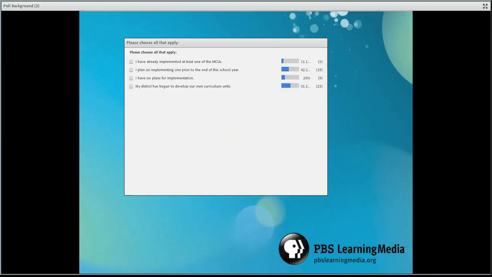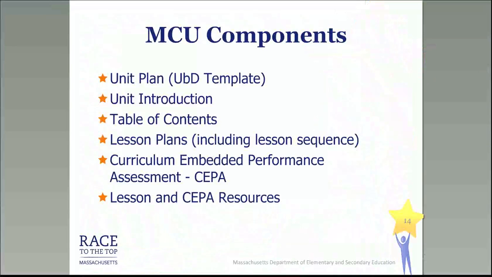So the model curriculum unit, what are the parts that you'll see when you look at a unit? You'll see what we call the unit plan, also known as the UBD template. And of course, UBD is Understanding by Design. That's Wiggins and McTighe, their whole plan for backwards design. It's a process that really concentrates on understanding. Then there's a quick unit introduction in most of the units. There's a table of contents, and then the lesson plans. And each lesson plan is detailed.